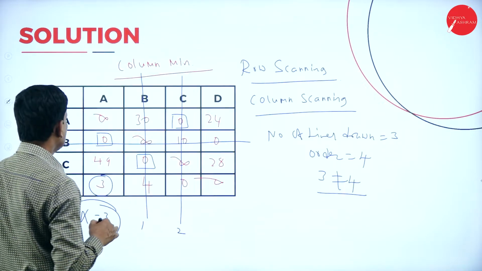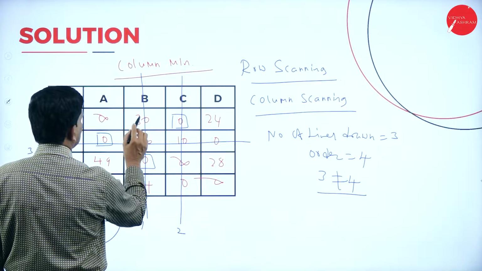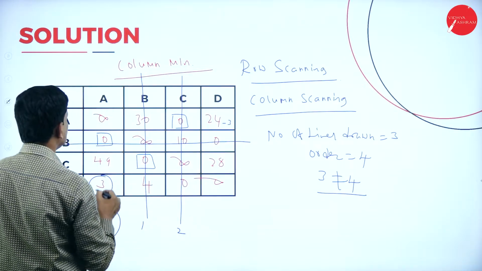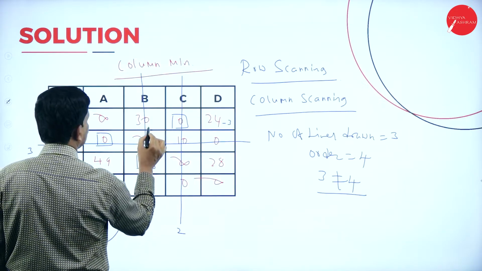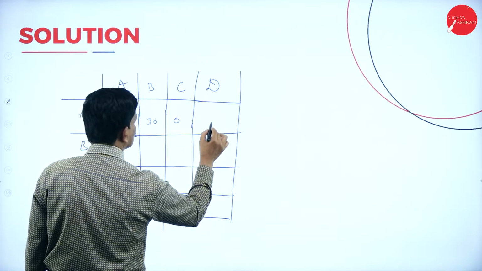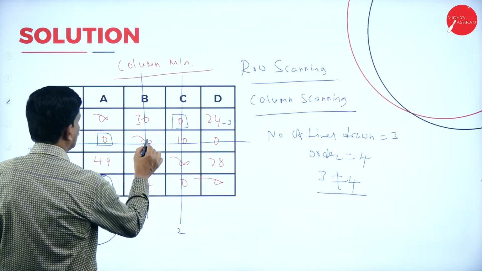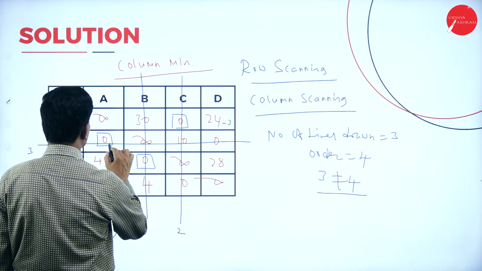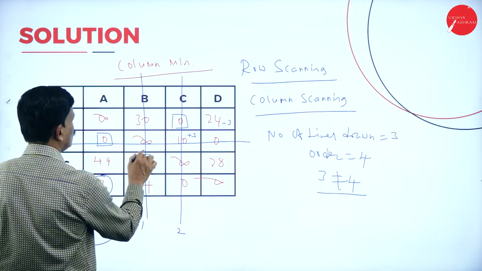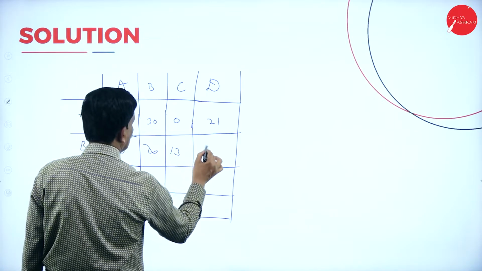Now just write down these values first. Here infinity, 30, 0, and you can subtract 3 from this. What you will get? Infinity, 30, 0 and 24 minus 3 is 21. Next, here we can add 3, here 0, you can add 3 here. So then what you will get? 0, infinity, 13 and 0.